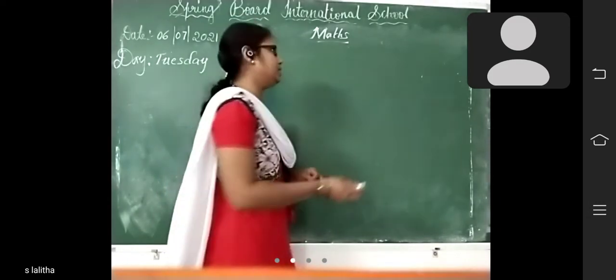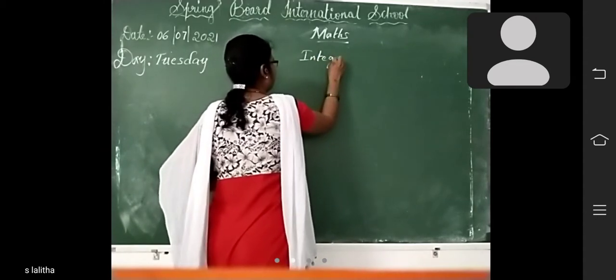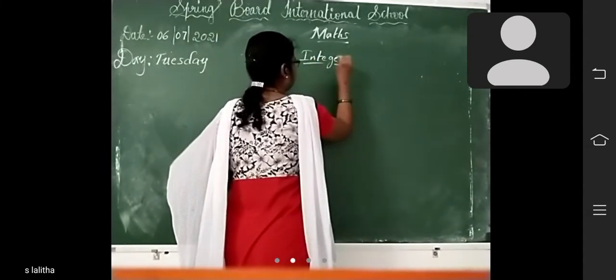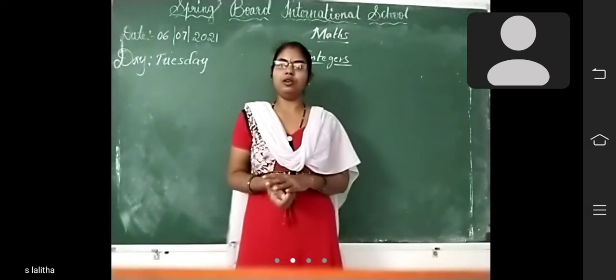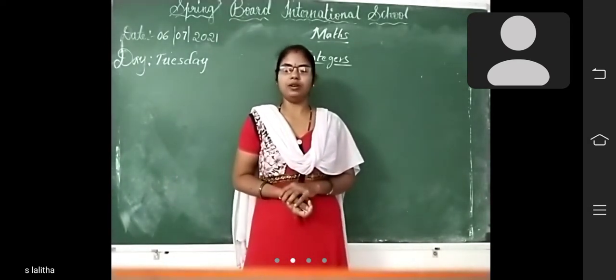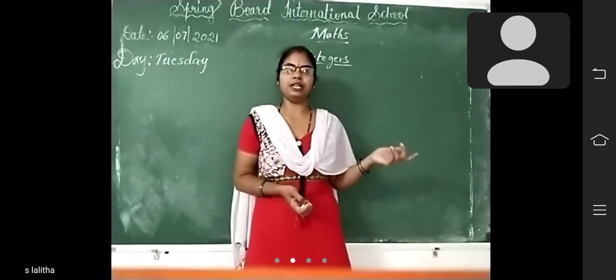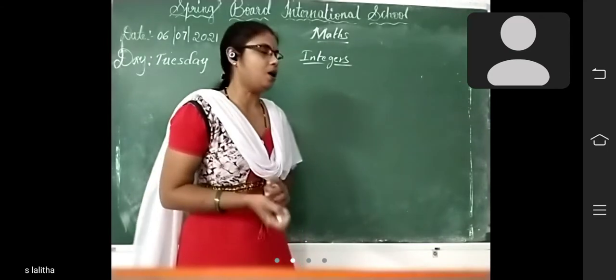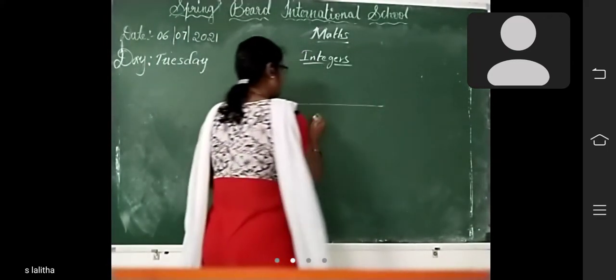So already we have learned about integers. What are called integers? Positive numbers, negative numbers including 0 are called integers. Already we learned addition of integers and subtraction of integers on a number line. How to draw addition of integers on number line?